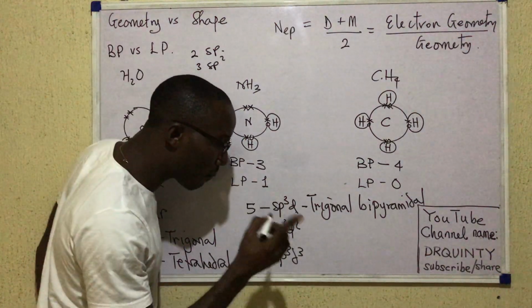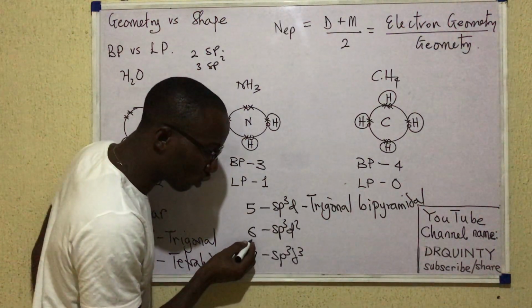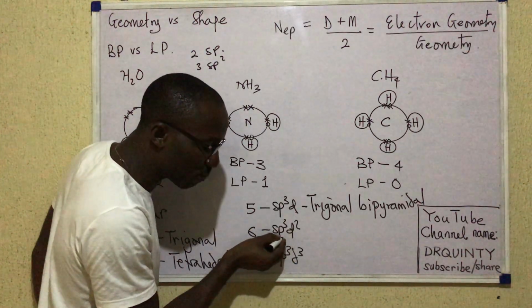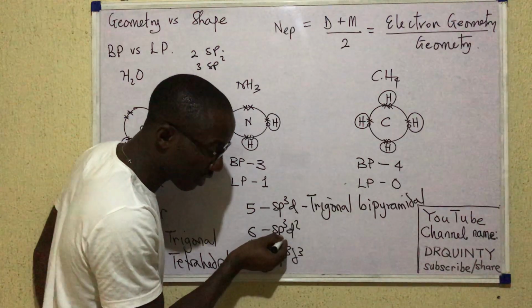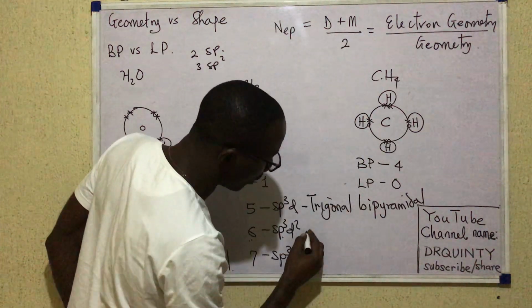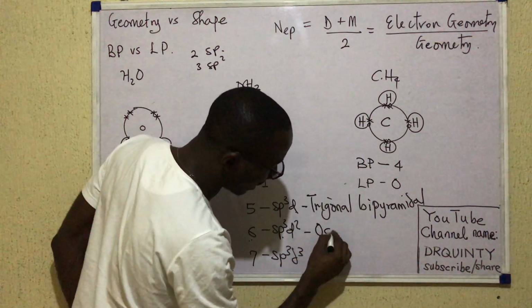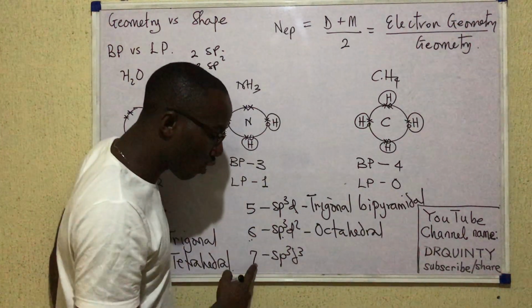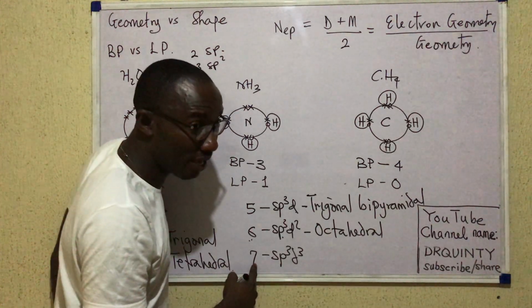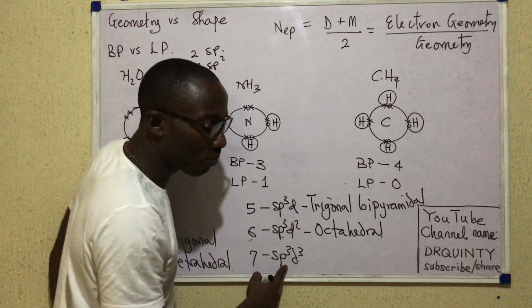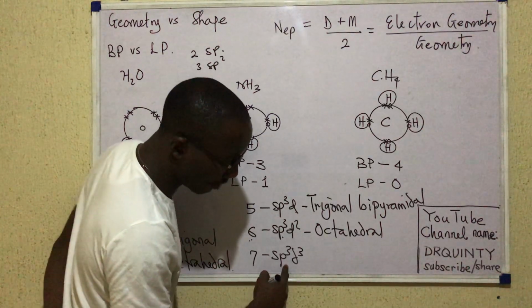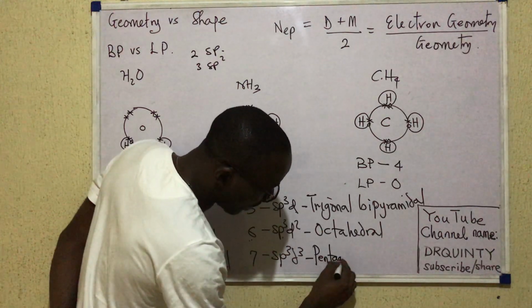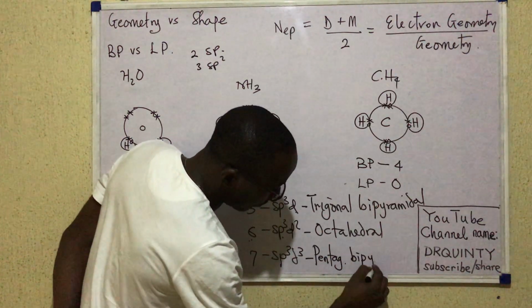Then, if a compound has 6 electron pairs, it means that its central atom will be sp3d2 hybridized, and that means the electron geometry of the compound would be octahedral. And finally, for a compound that has 7 electron pairs, the central atom will be sp3d3 hybridized, and the geometry of that compound will be pentagonal bipyramidal.